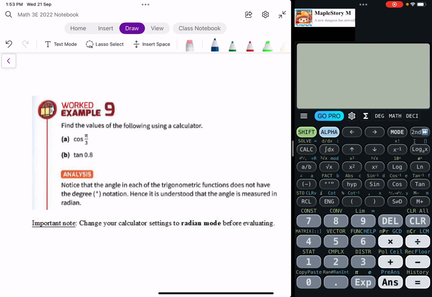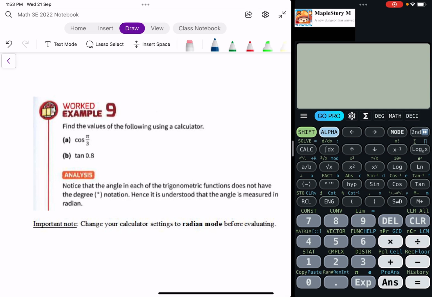Worked example 9. In this example, you need to find the values of the following using a calculator. Take out your calculator and try to evaluate the values together, and see whether you are able to get the same answer. For example, we have cosine pi over 3.